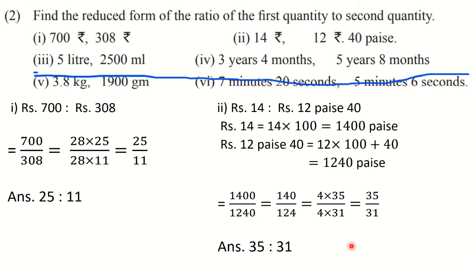Let us go further towards the third one. 5 liters and 2500 ml. Again you will find that the unit is not same here. So you need to convert it. Okay. So let us see this question. 5 liter and 2500 ml. What you will find here is 5 liters is not written, liter is written. So keep this in mind.